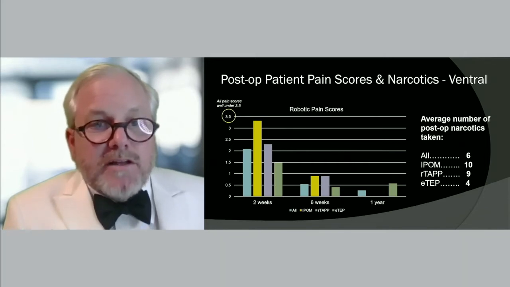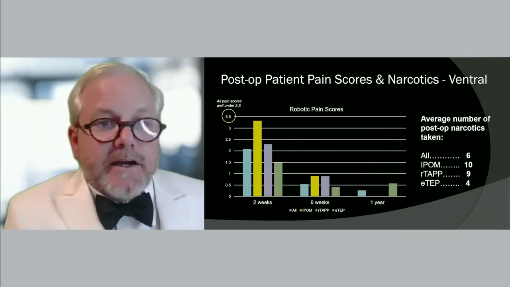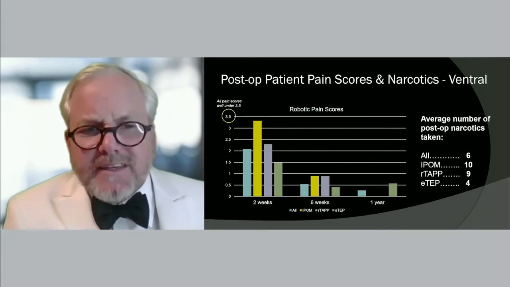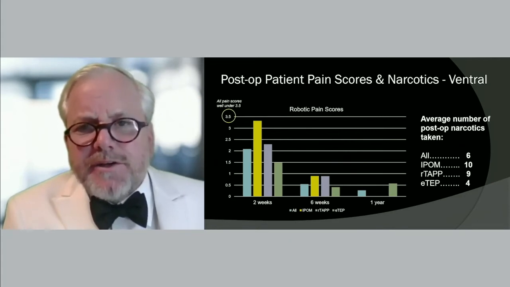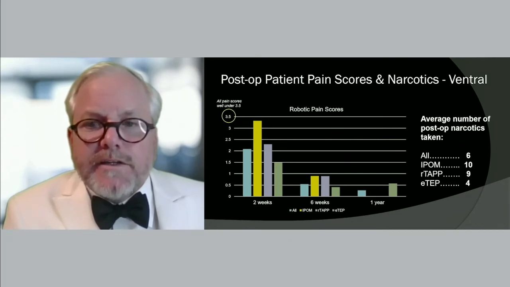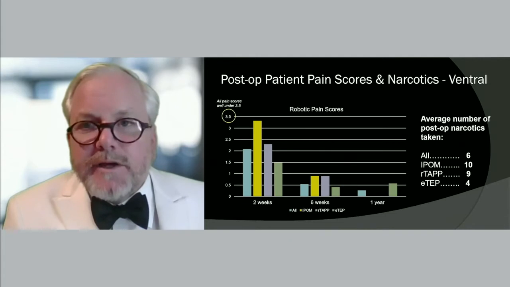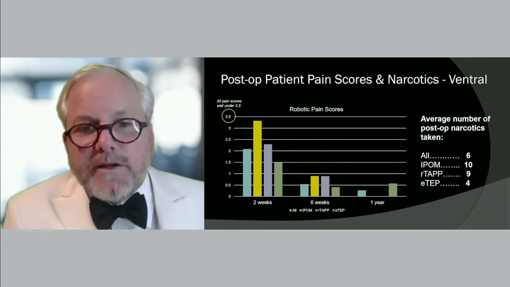Again, these numbers are all relatively low anyway. The highest was like 3.3, and that was IPOM at 2 weeks. Still pretty low. You can look at the narcotic use on the right, average. ETEPs really don't have a lot of pain. That's a pretty nice repair. And again, we track the chronic pain scores, and chronic pain rates are very, very low for these approaches, thank goodness.